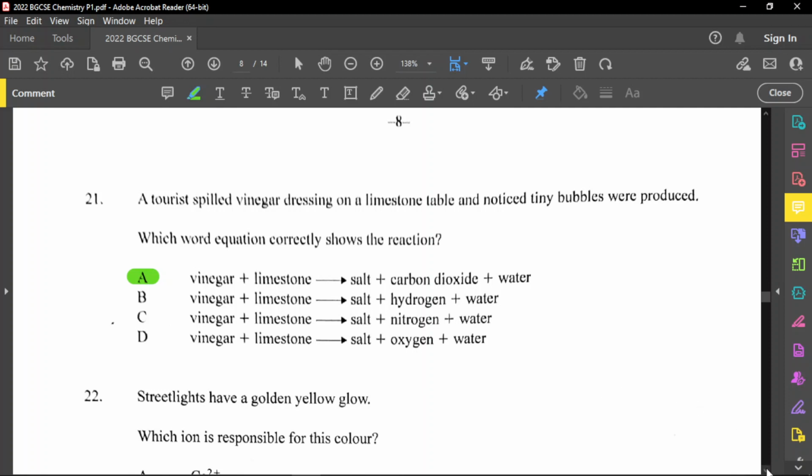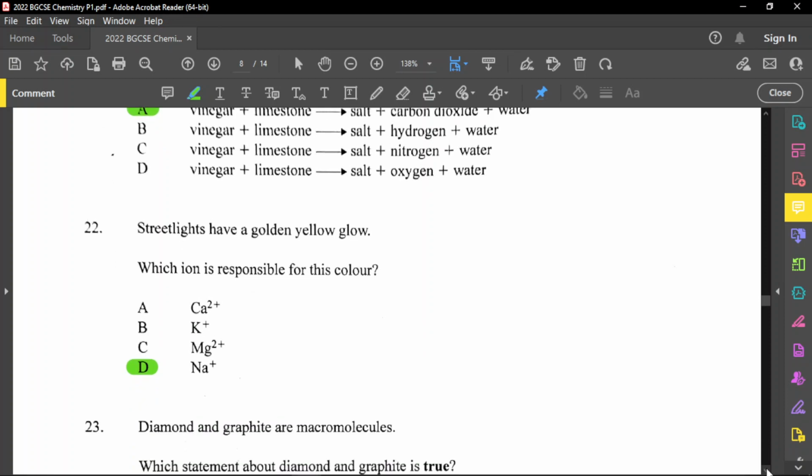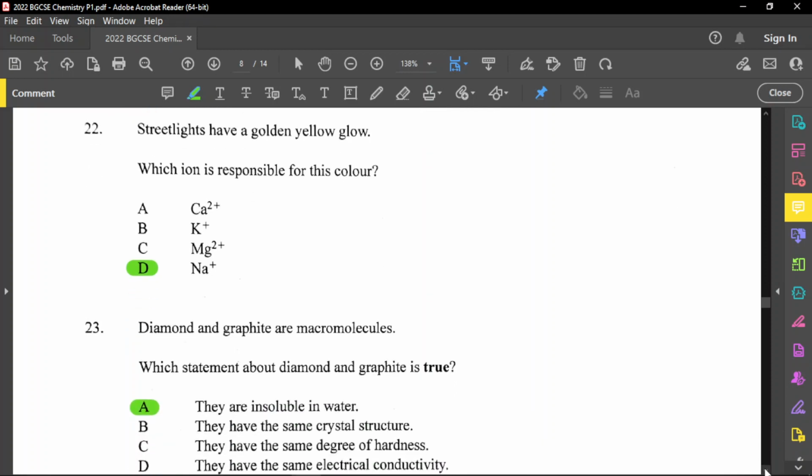Question number 22: street lights have a golden yellow glow. Which ion is responsible for this color? Straight off the bat, it is sodium. So sodium will be in those types of lights that give off that yellow glow. Question number 23.